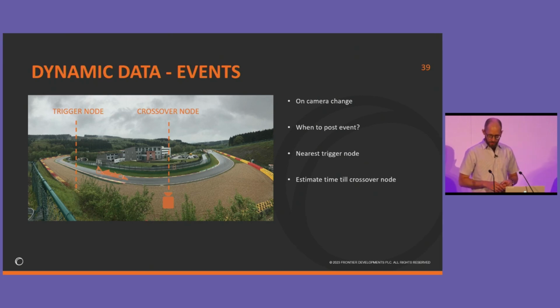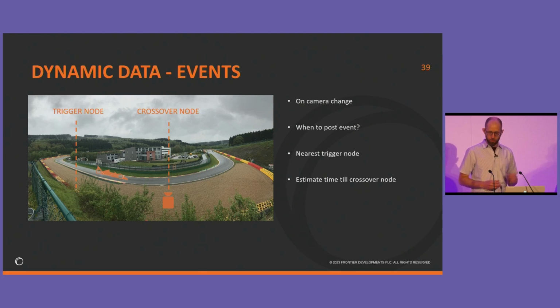So using the nearest trigger node, we estimate the time the car will take to reach the point in the track that's closest to the camera, or the crossover node, as you can see here. And this time will be some positive value if the car has not yet reached the camera, or it will be a negative value if the car has already passed the camera when that camera changes.